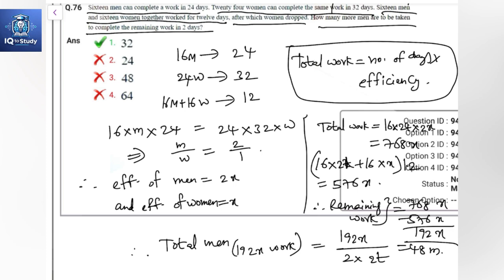Now the question is, how many more men are to be taken to complete the remaining work in 2 days? So required men is 48 minus 16, which is equal to 32 men.